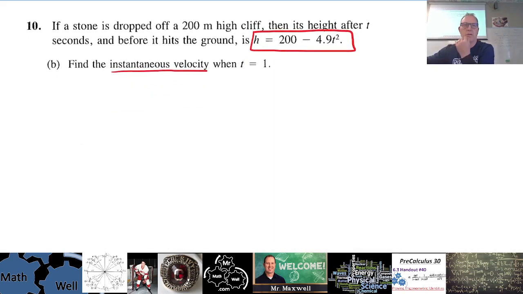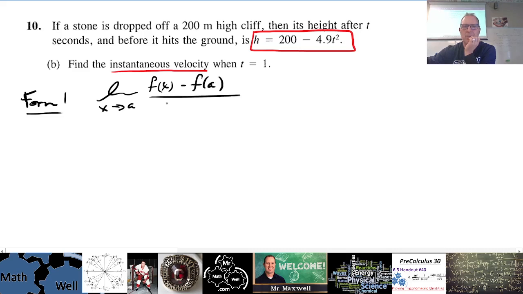Okay, so Formula 1 is going to be, remember, the limit as x approaches a of f of x minus f of a, and on the bottom, it's x, same as the variable up there, minus a. So here, when t is 1, that means a is 1. This is the t value of the point of tangency. Instantaneous velocity, so we will do this by taking the limit as t approaches 1.